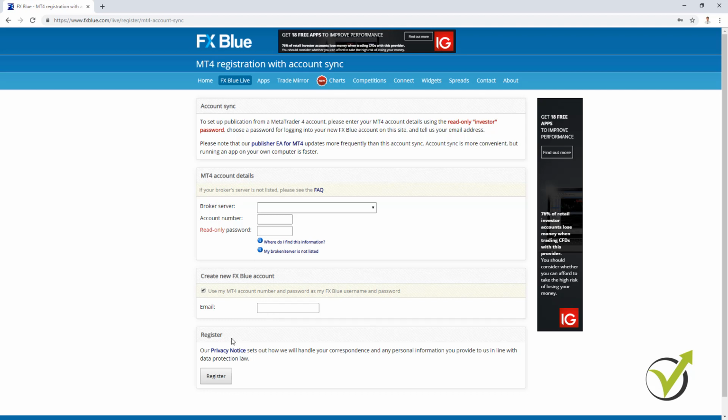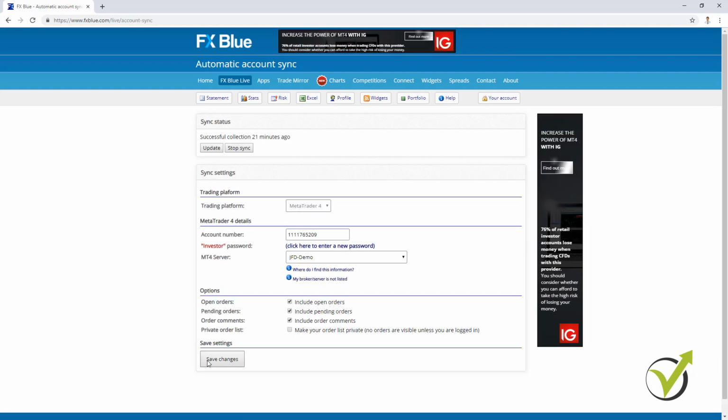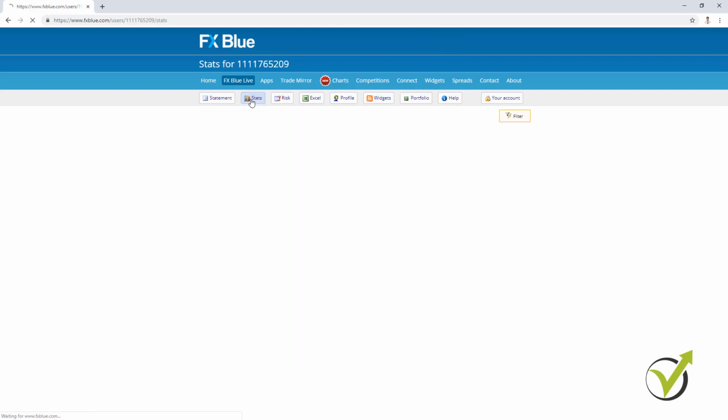Below you enter your email and you click on register. That's it. Then you will have one account synchronization button which you need to click. Nothing really complicated. Actually, here it is, account synchronization. You need to click on it and you click on save changes, and it will be saved and your account will be synchronized to the website.